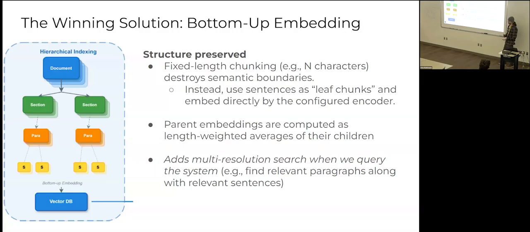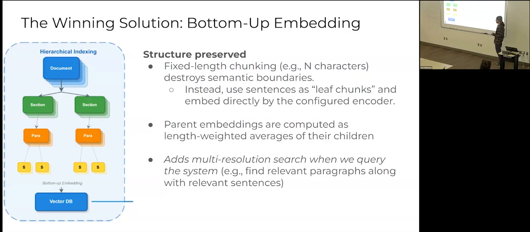One way to do that is to split by sentences, not by number of characters. So that's what the winning competitor did here. They split up by sentences. So that's one thing to be aware of. That's structure-aware chunking. And then what they did is they took those sentence embeddings, and for each paragraph composed of sentences, they would create a paragraph embedding that's basically an average of all the sentence embeddings. Same for sections and same for documents.